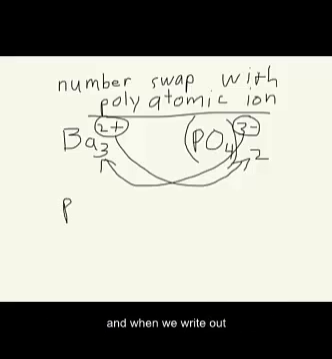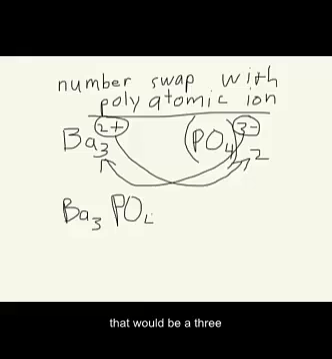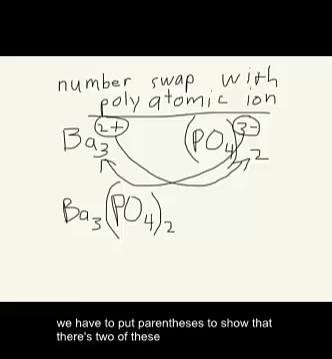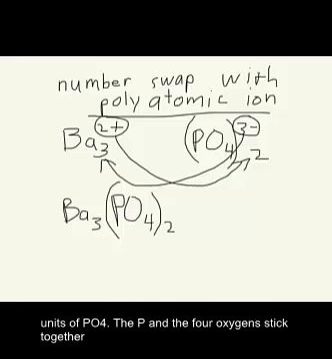And when we write out that formula, it'll be Ba3(PO4)2. We have to put parentheses to show that there's 2 of these units of PO4. The P and the 4 oxygens stick together.